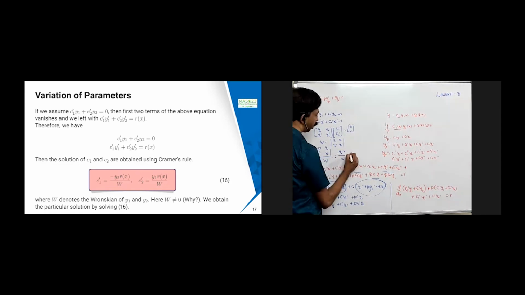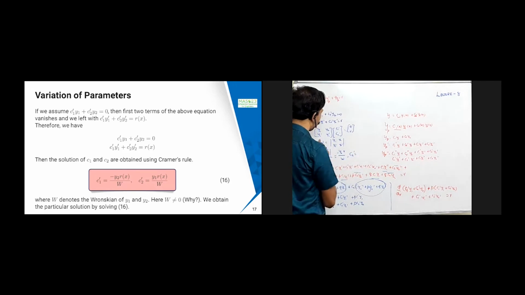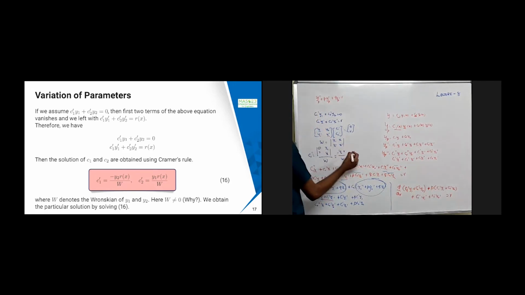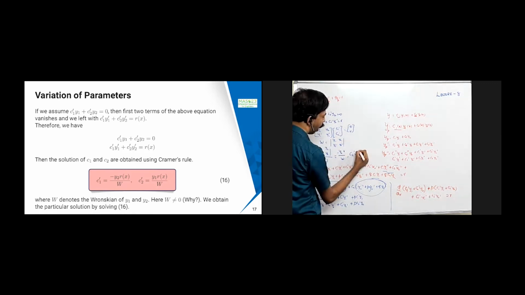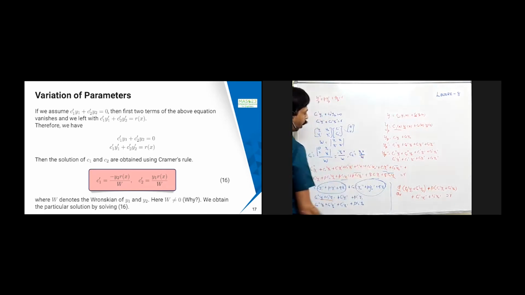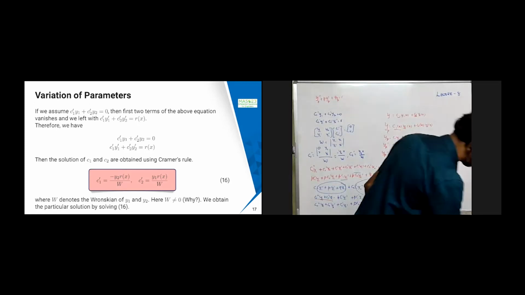Similarly, you can find your C2. C2' is going to become, you replace this one by 0, R, so this will become y1 into R, divided by W. Since W is not equal to 0, you are going to get a unique solution for this problem. So using Cramer's rule, you can obtain the solution for this one.